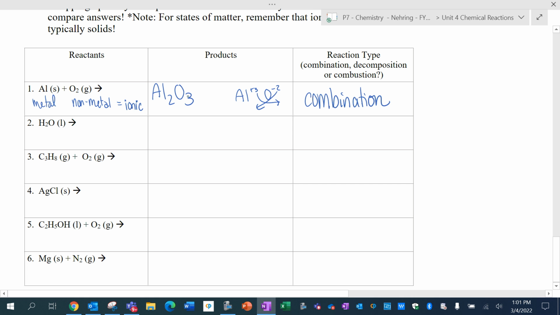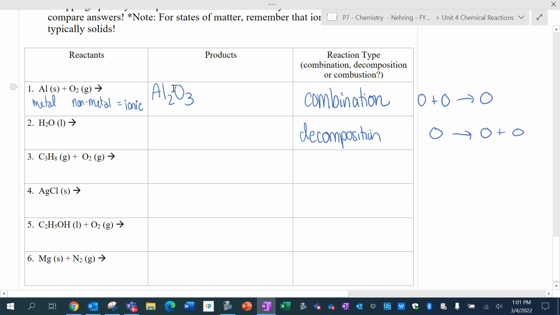All right. The next one, we've got only one reactant. When you have only one reactant, that is a hint that it is a decomposition reaction. Combination reactions look like this: two or more things combining to make one product. Decomposition has one reactant breaking down into two or more products. So I'm going to erase this. Notice how in my first example, I've got one product. In this example, I've got just one reactant.